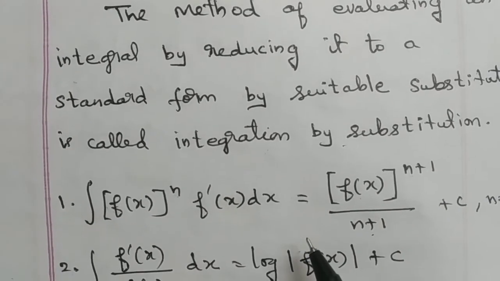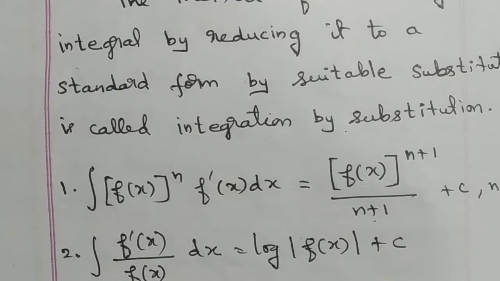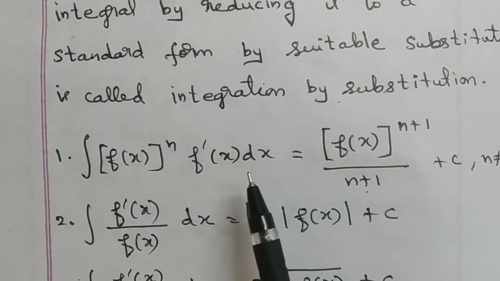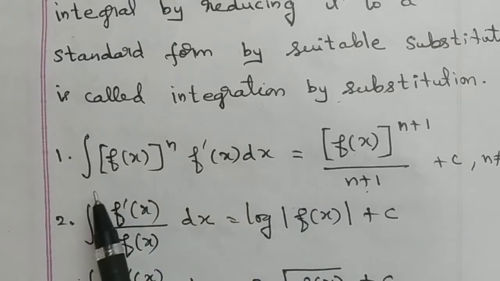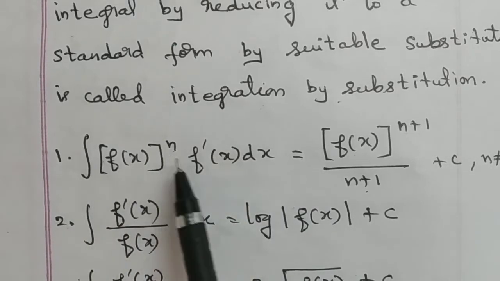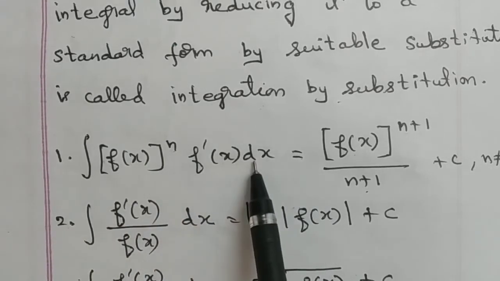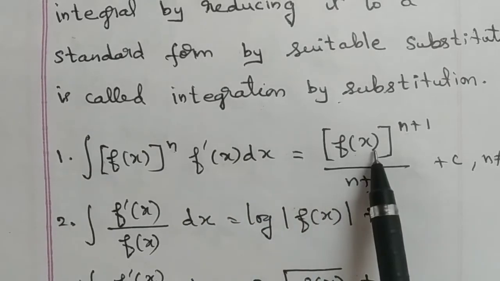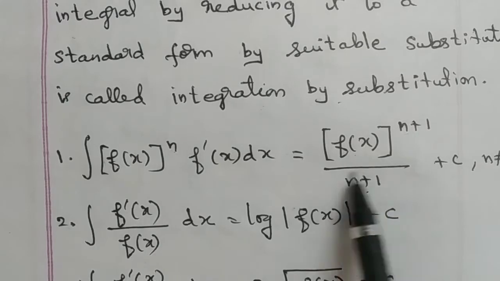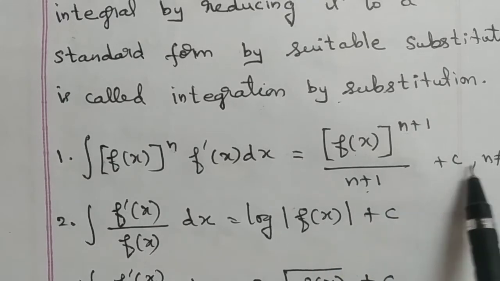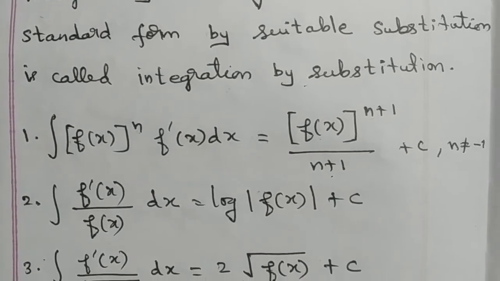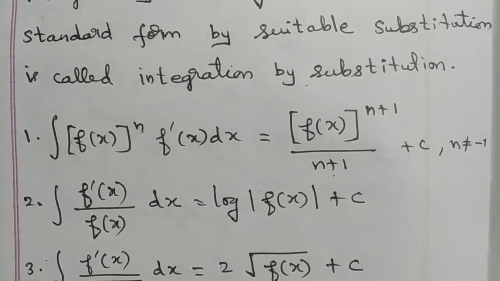First one: integral of f of x whole to the power n into f dash of x dx equals f of x whole to the power n plus 1 divided by n plus 1, plus c. Here n is not equal to minus 1.